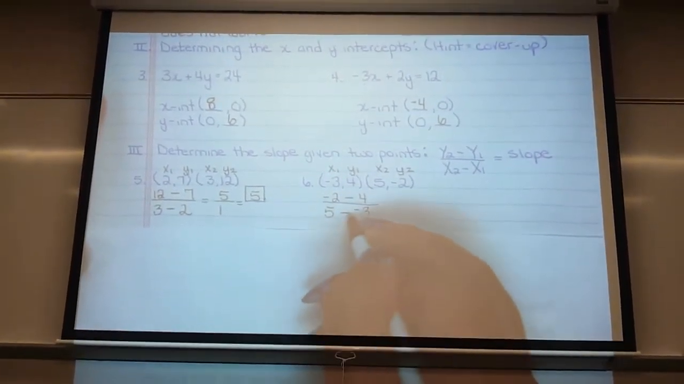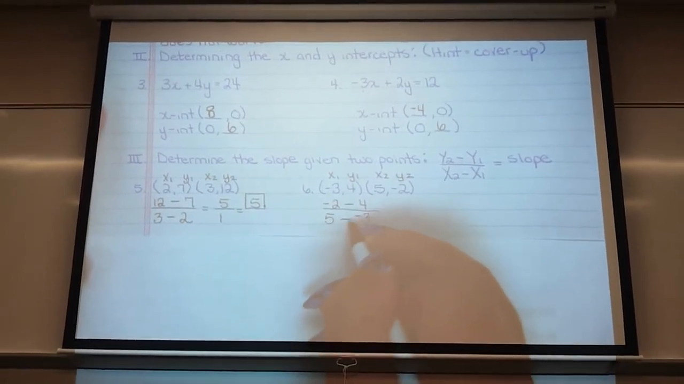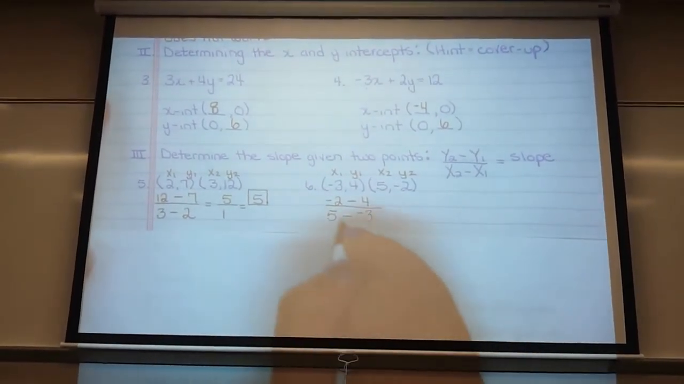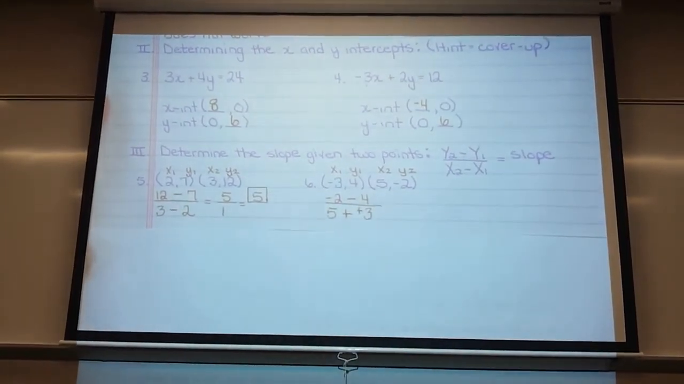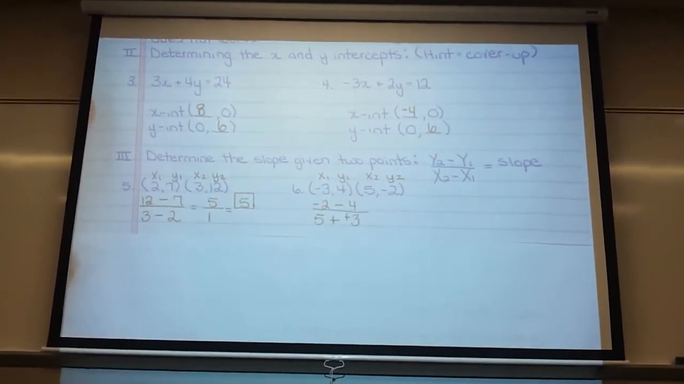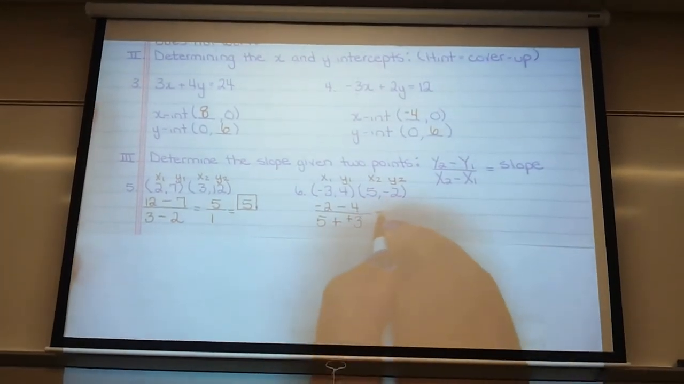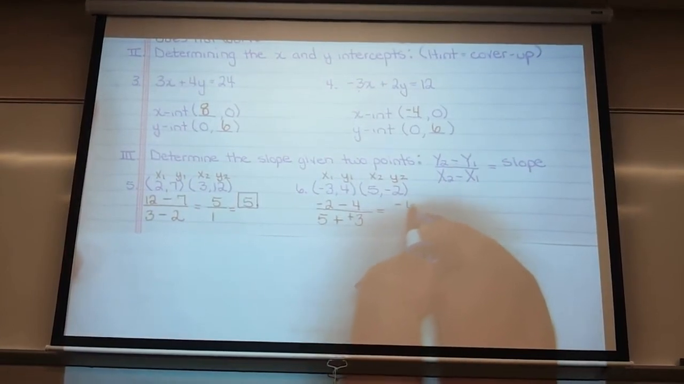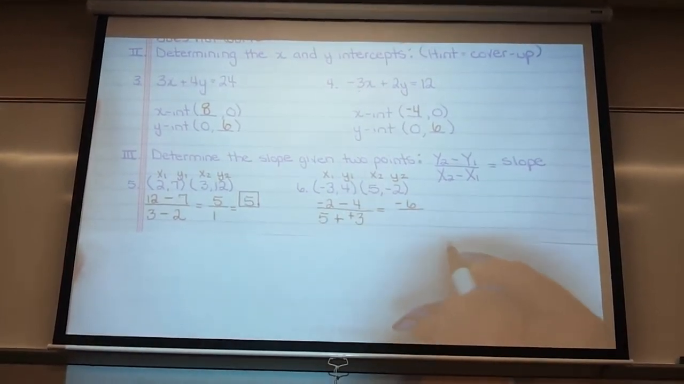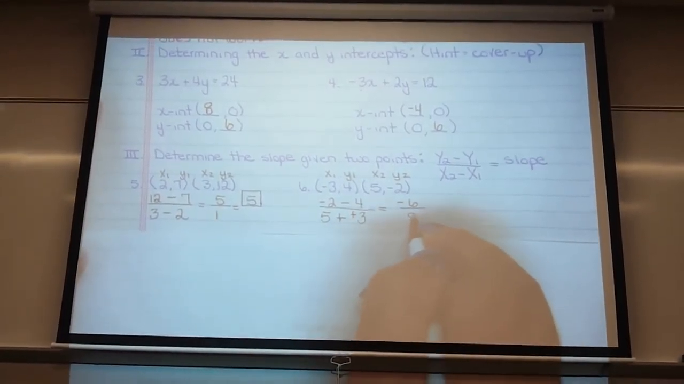Now, notice these minus signs, because they're both sitting next to each other, really make a what? Positive. So you gotta be careful with that. If those two negatives are sitting next to each other, it's going to make a positive sign. So on top, I've got negative 2 minus 4, that's negative 6, all over 5 plus 3 is 8.